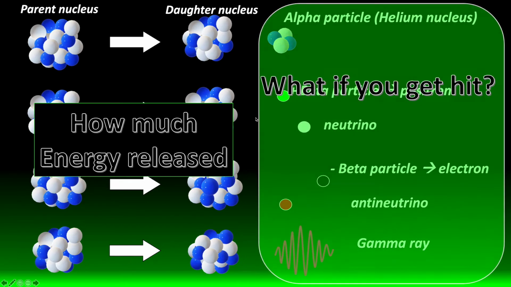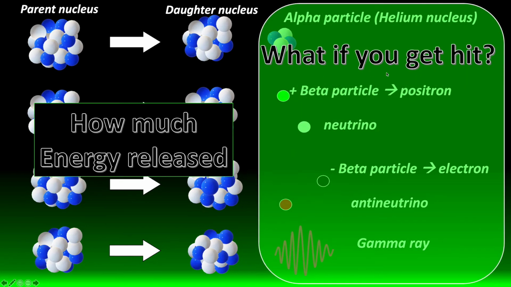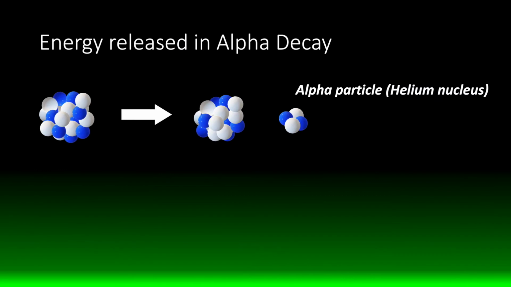After we cover that calculation, we're going to look at what would happen if you were in the vicinity of a decay and got hit with any of these particles, and what's dangerous about radiation. So let's start with looking at the energy released by an alpha decay.